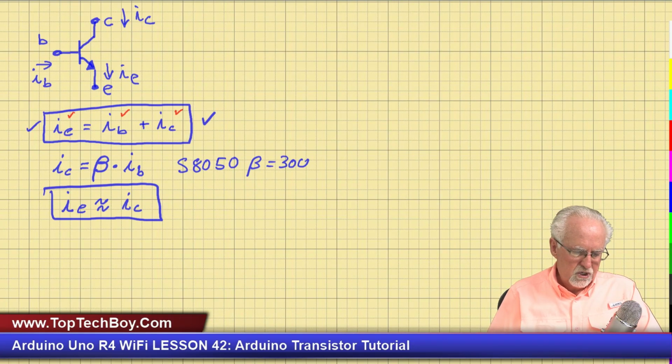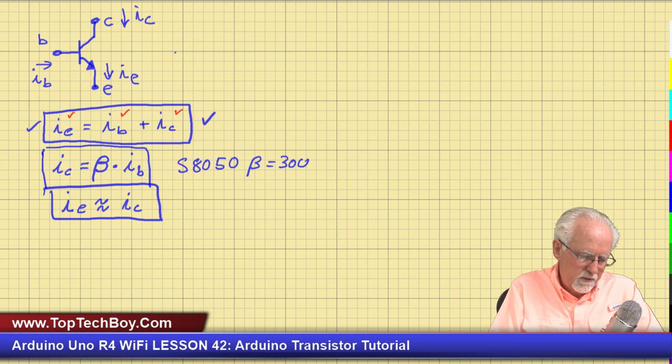All right, so now these are the 2 equations that will allow us to understand how to do this. And I think I need to draw this up here again, physically, put that back up there, just to remind you that the 3 legs are the emitter, the base, and the collector.